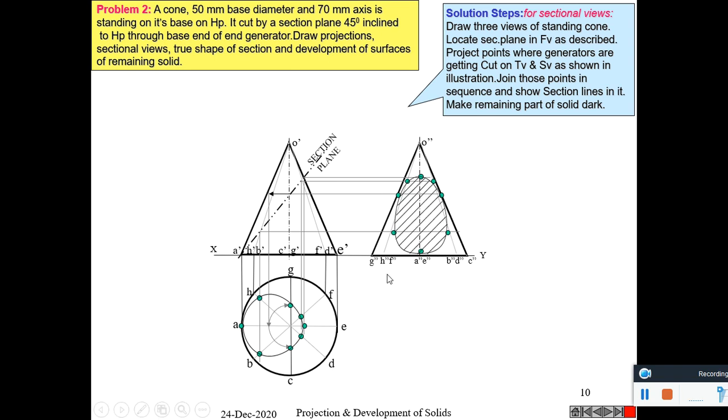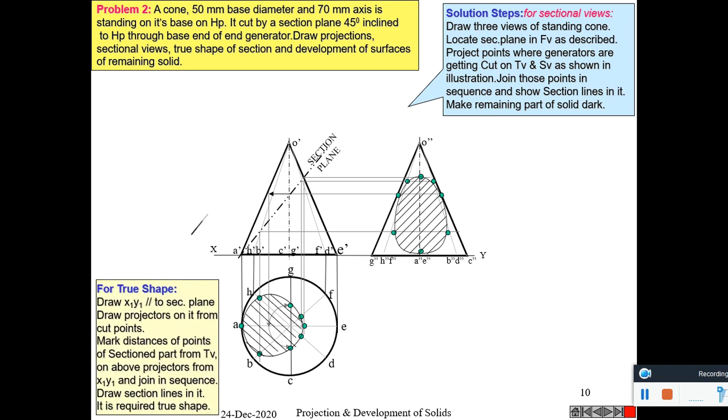This portion is hatched. This portion also is to be hatched. To get the true shape, as in previous case, draw a line x1, y1 parallel to the cutting plane. These points are projected towards that, and the distance from A to here and H to H, etc. are marked.